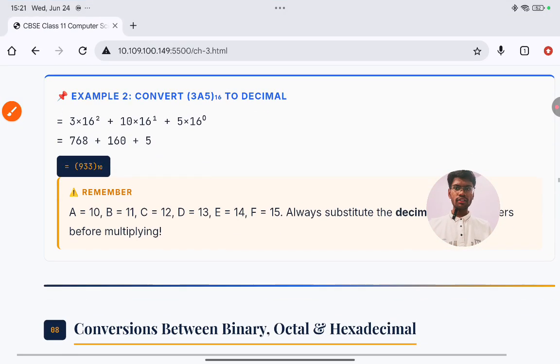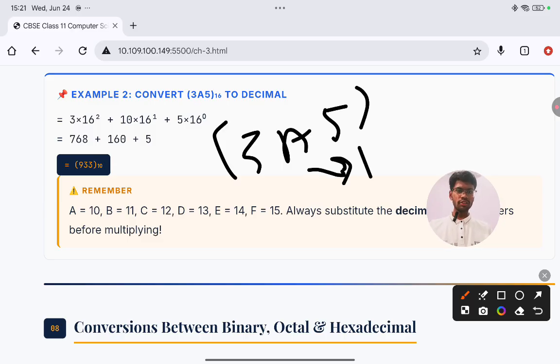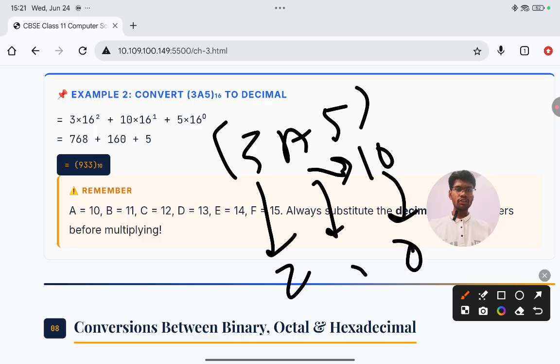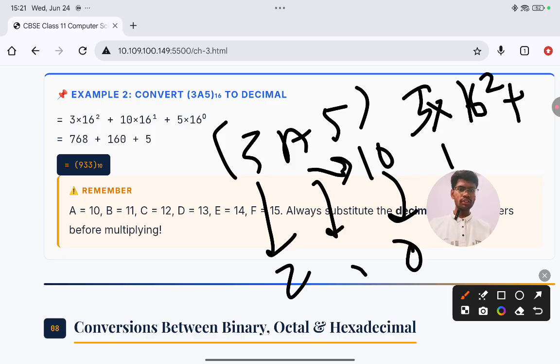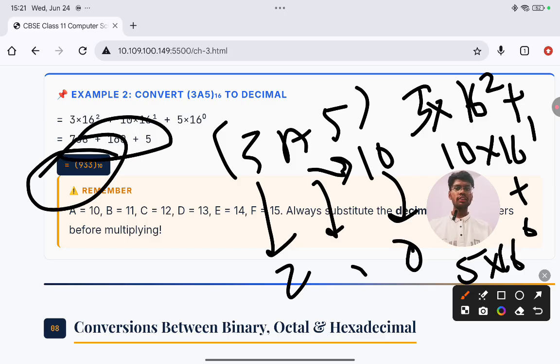Then you go for 3A5. How to do the same? This is actually 10, you should know. A is 10. Then write that this is the 2 position, this is the 1 position, and this is the 0 position. 3 into 16 to the power 2 plus 10 into 16 to the power 1 plus 5 into 16 to the power 0. You do it, add it, get the answer.